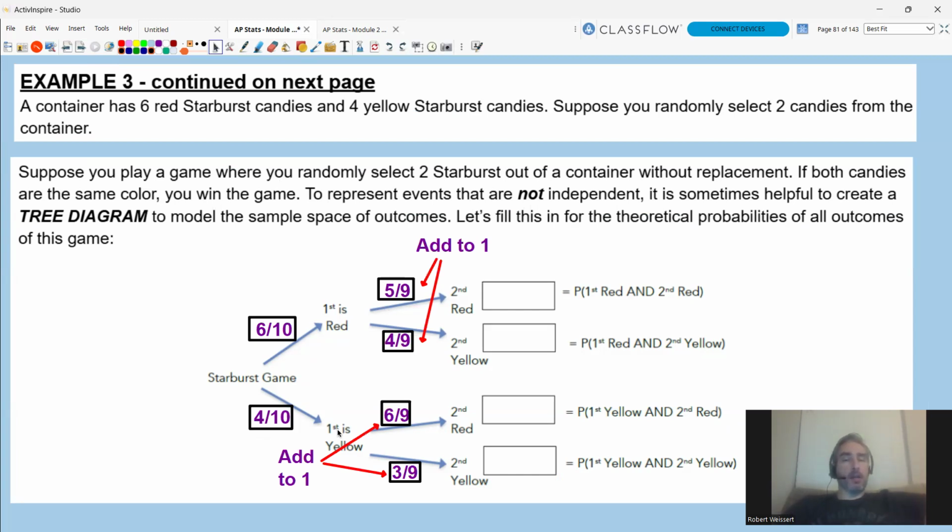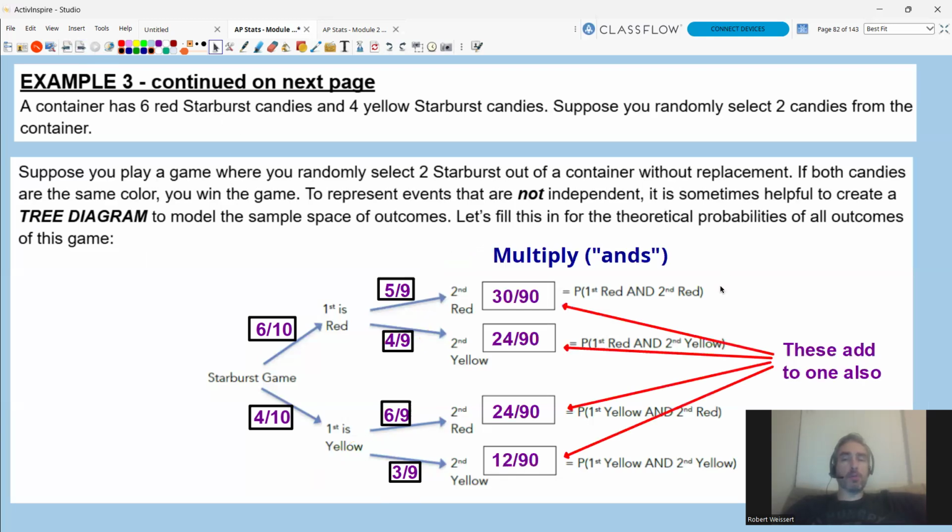Same thing with the yellow. If you drew a yellow, you'll have all your reds, so it'll be 6 out of 9, and then you'll only have 3 yellows out of 9 in your second draw. Now, at the end of your tree diagrams, you always want to multiply those probabilities together, because out here represents your ands. And they also should add to 1. So all 4 of these, 30 plus 24, 24, and 12, those numbers will add to 90.